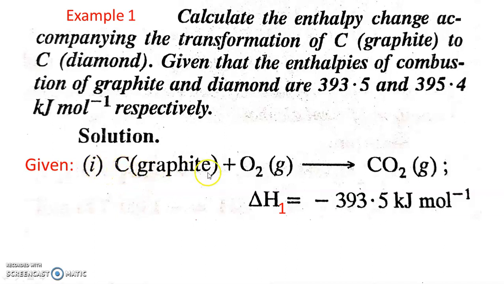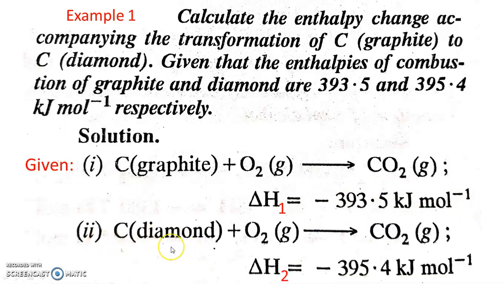So carbon graphite on reaction with oxygen gives carbon dioxide. This is the enthalpy of combustion of graphite. This is the chemical equation for enthalpy of combustion of graphite, and it is given delta H1, that is enthalpy of combustion of graphite, it is given minus 393.5 kilojoule per mole. Enthalpy of combustion is always negative.